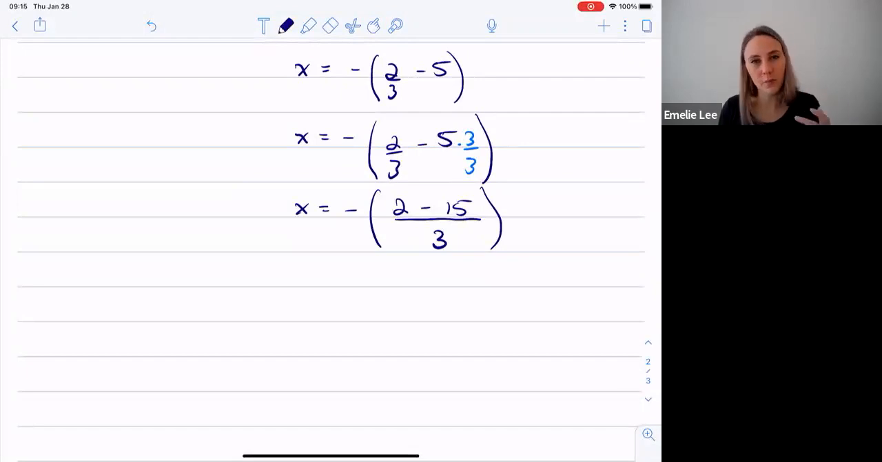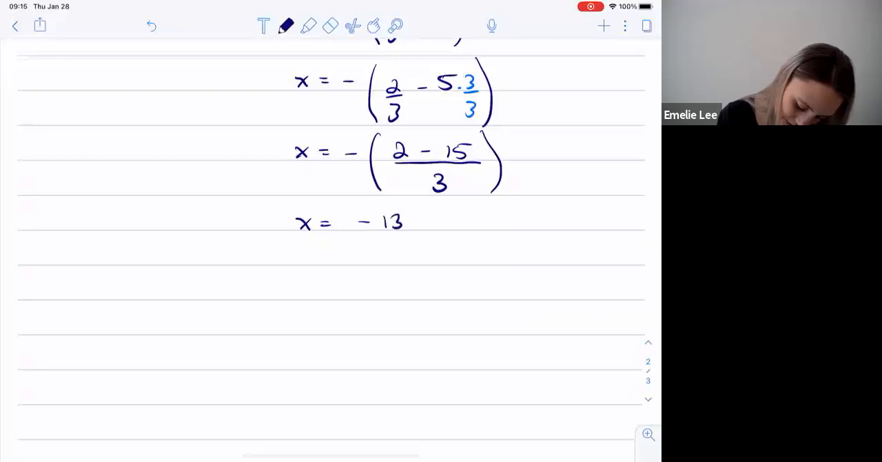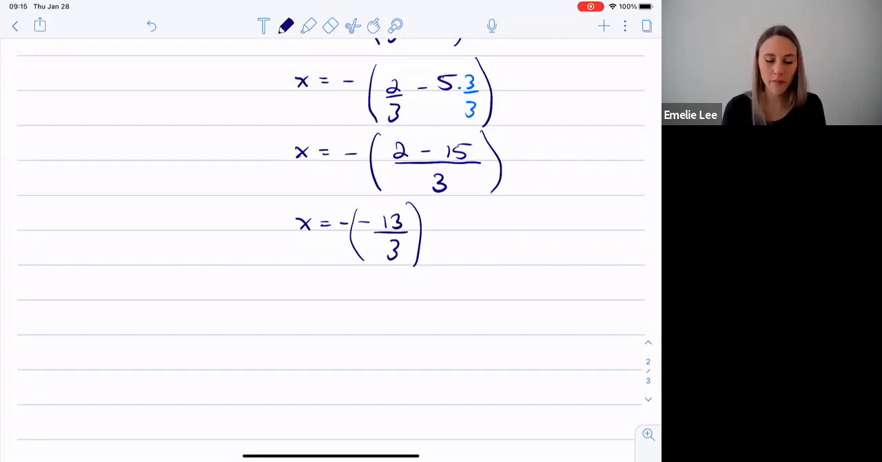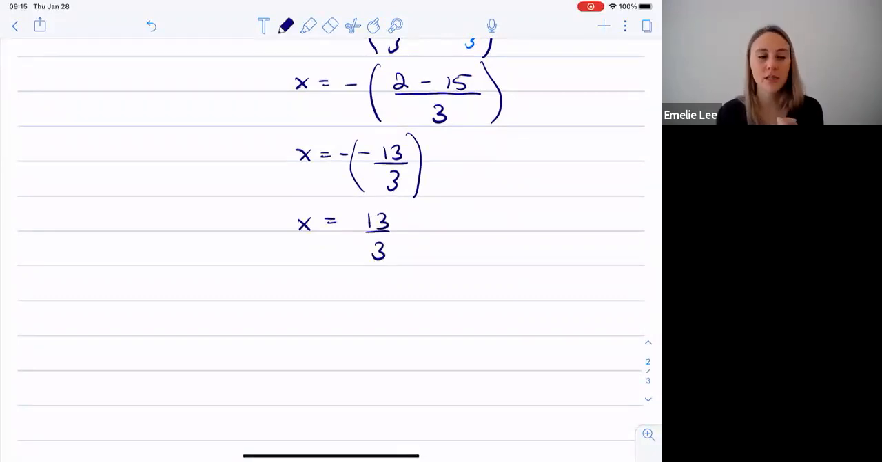But we're getting used to fractions, so we're going to be able to move a little bit faster here. 2 minus 15 puts me at negative 13. So I have x is negative 13 over 3, which becomes x is 13 over 3 once I expand that negative inside. There, we solved the linear equation.